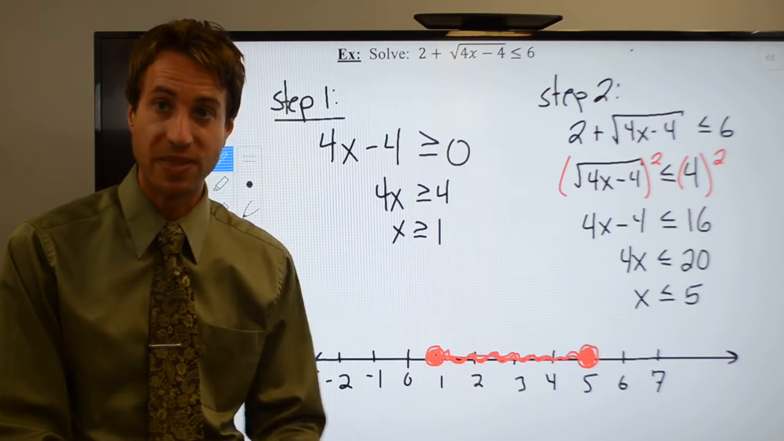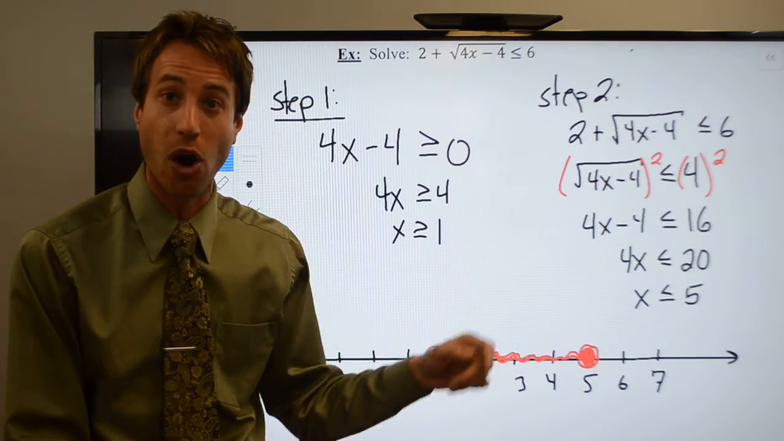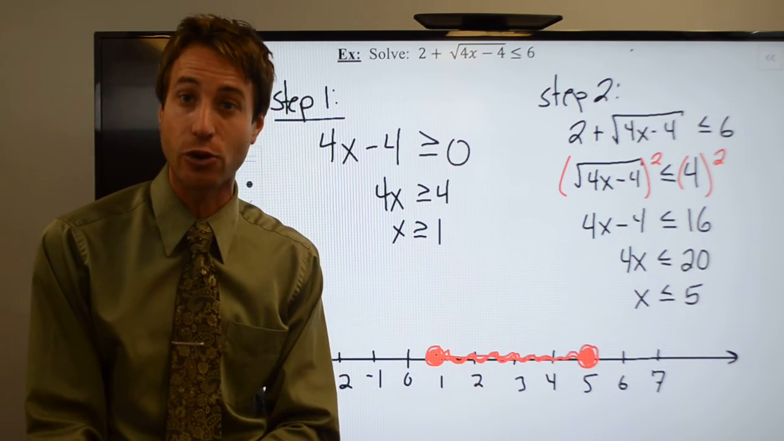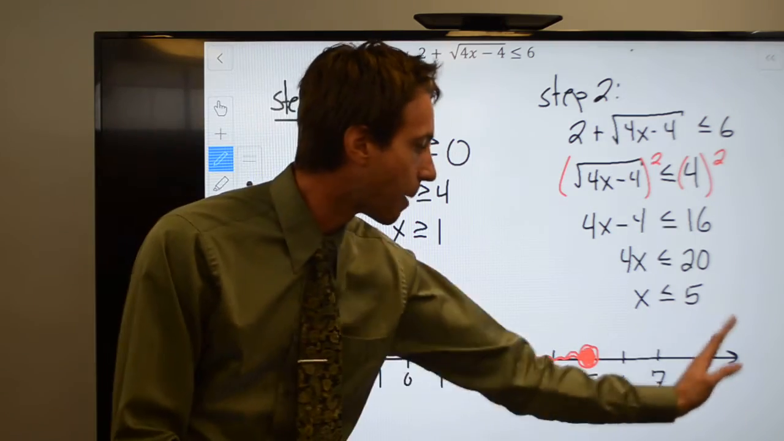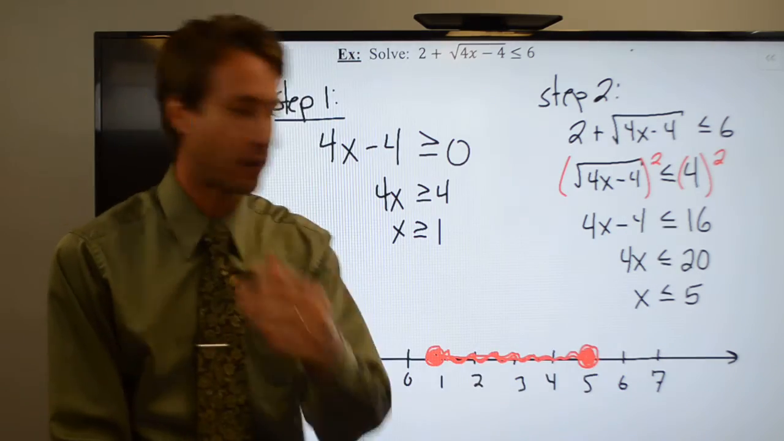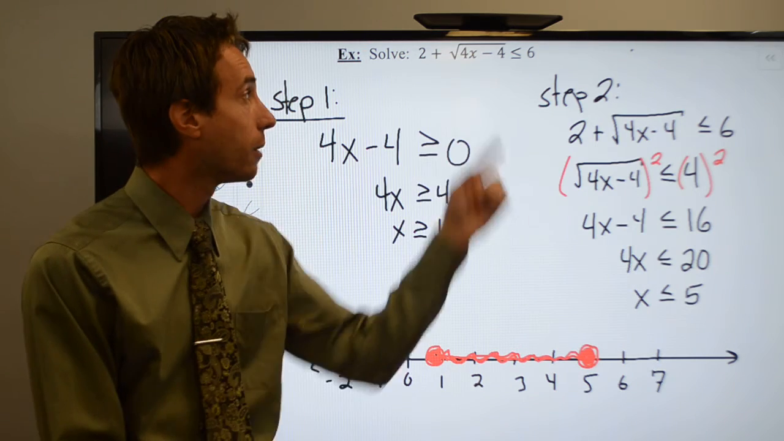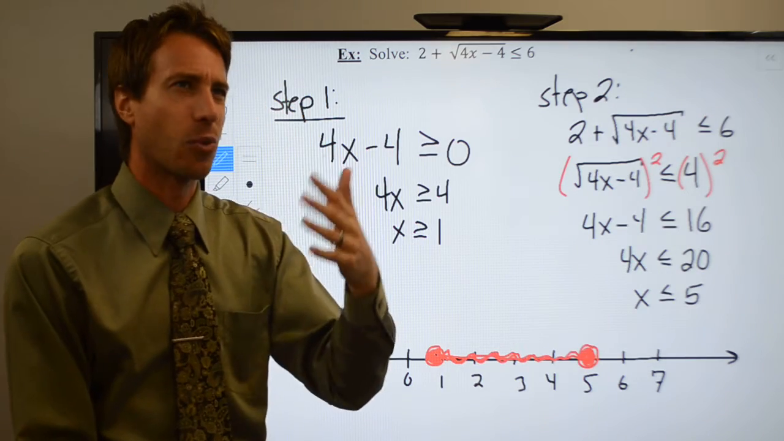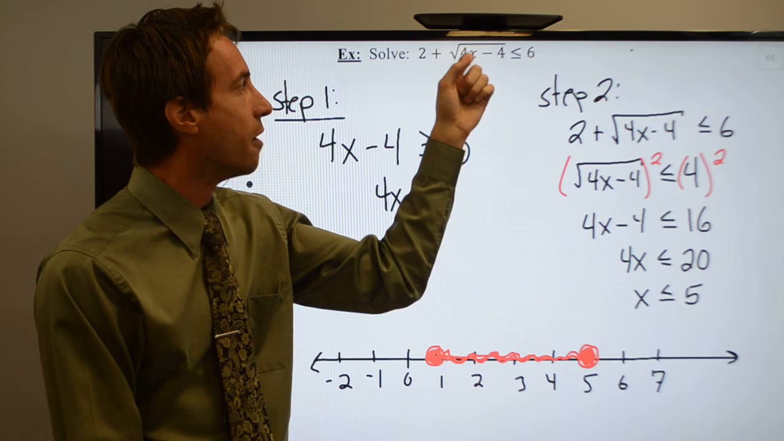That's step 1. Step 2 is actually solving the inequality. I need this side of the inequality to be less than or equal to 6. So what that means is if I were to pick something bigger than 5, let's go with 6. Well, 4 times 6 is 24. I'm going to wind up getting an irrational number, but that's okay.